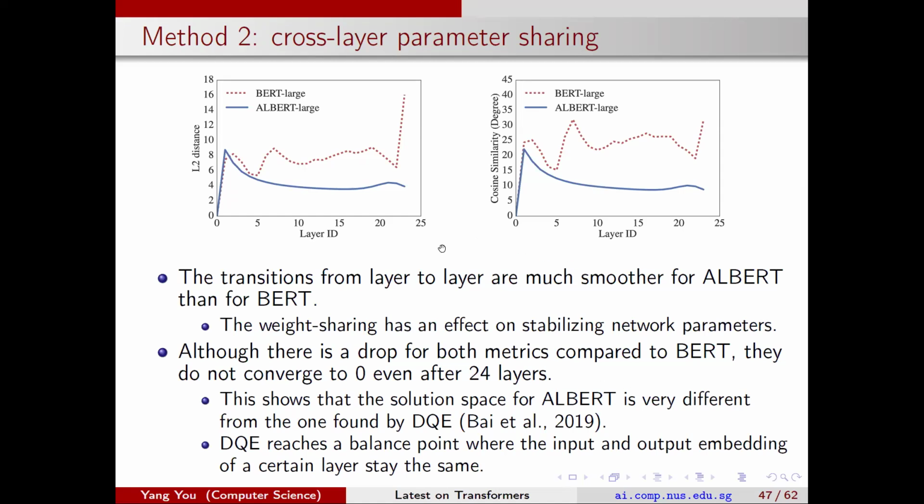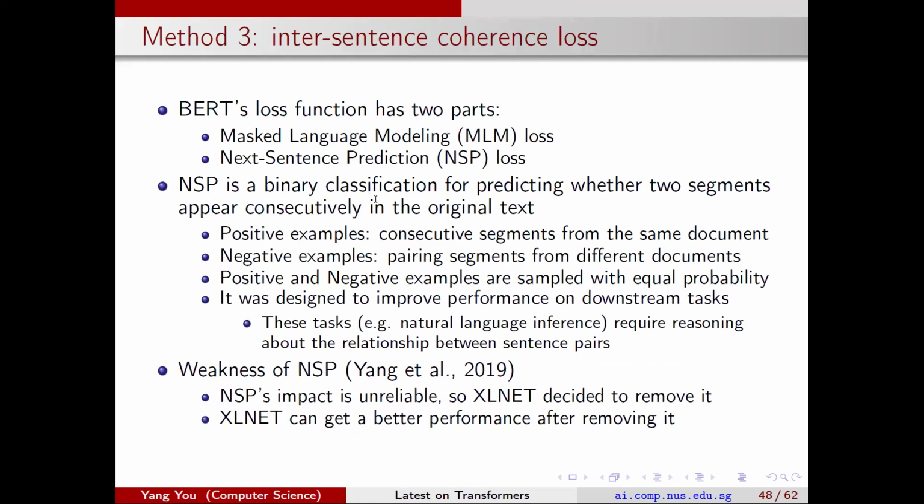So let me give you some data. Here the horizontal axis is the layer, and the vertical axis is the distance between the input embedding and output embedding. You see it's not zero, even for 24 layers. And it's also very smooth, which means this way we can also stabilize the technique. That's the second technique in ALBERT.